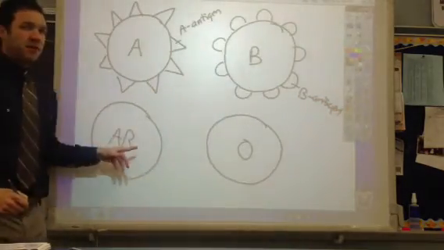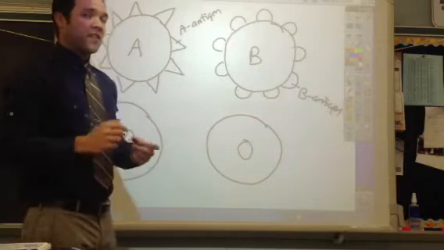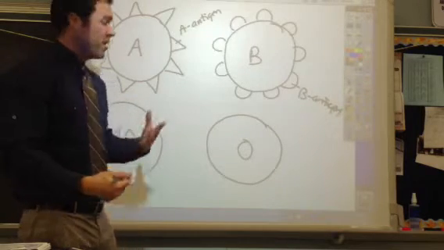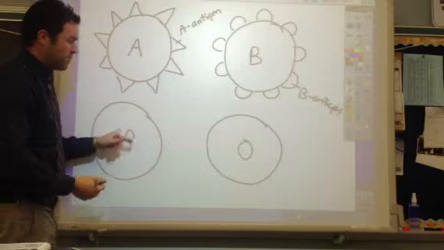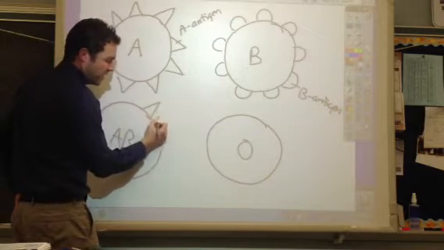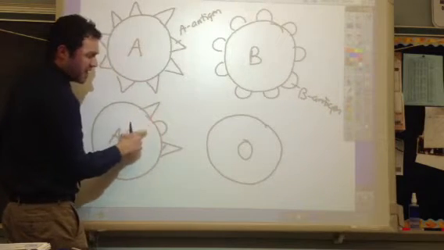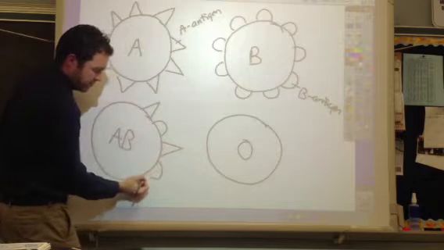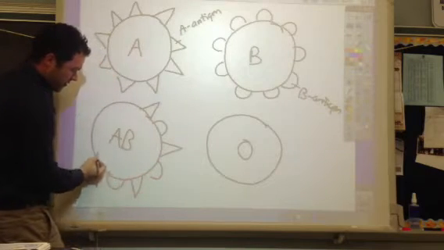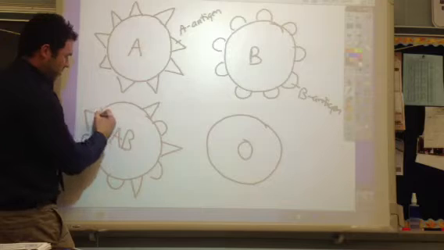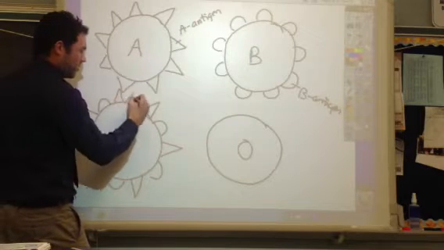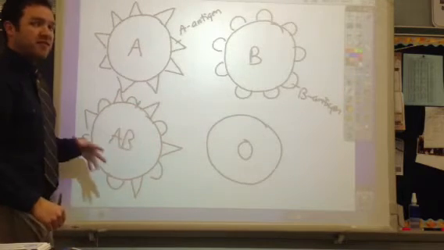Someone that has AB blood has a codominant genotype. It means that they have both antigens present. So therefore, what you're going to see on an AB blood type is alternating on this diagram. I've got some A antigens, I've got some B antigens. So they kind of go around as such to have both antigens. That's what makes it codominant.